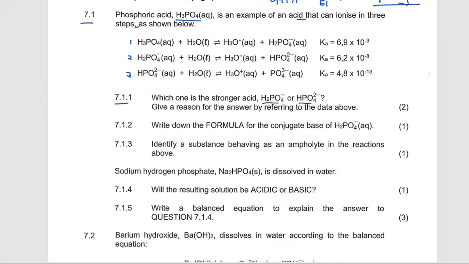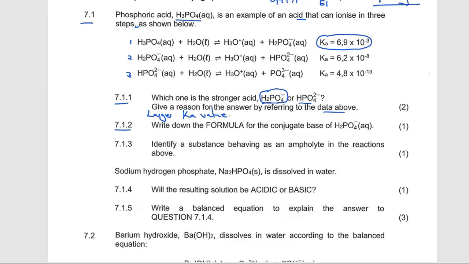H2PO4 negative. So what is the reason? They want us to give a reason for the answer by referring to the data above. If we look there, H2PO4 negative has got a greater Ka value. So the reason behind is that it has got a larger Ka value. Okay, so that's our reasoning.